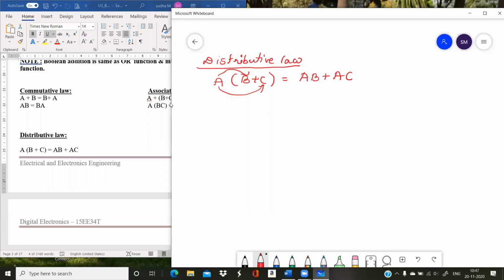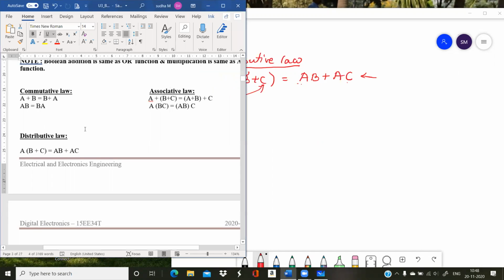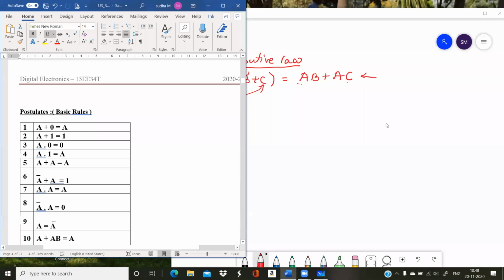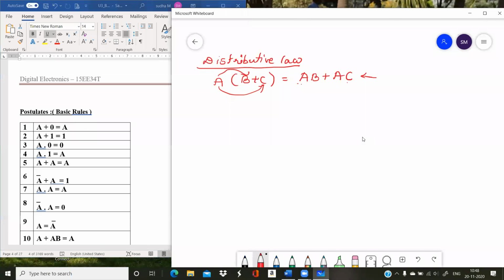All of you are familiar with this distributive law, associative law, and commutative law, right? So this is how we can simplify any of the Boolean expression. This is one Boolean expression, isn't it? We are having three variables, A, B, and C, and it is written using Boolean functions. Okay, this is about the distributive law. So three laws we have seen. One is the associative law, commutative law, and distributive law.